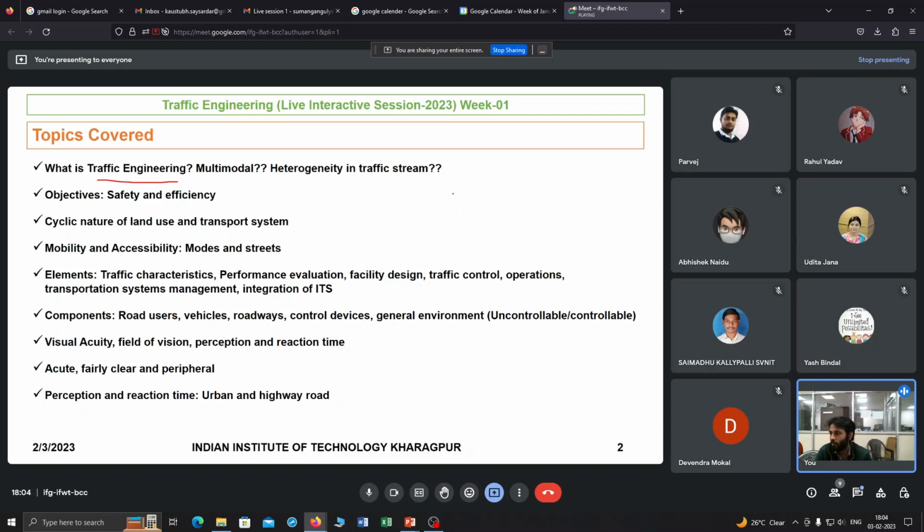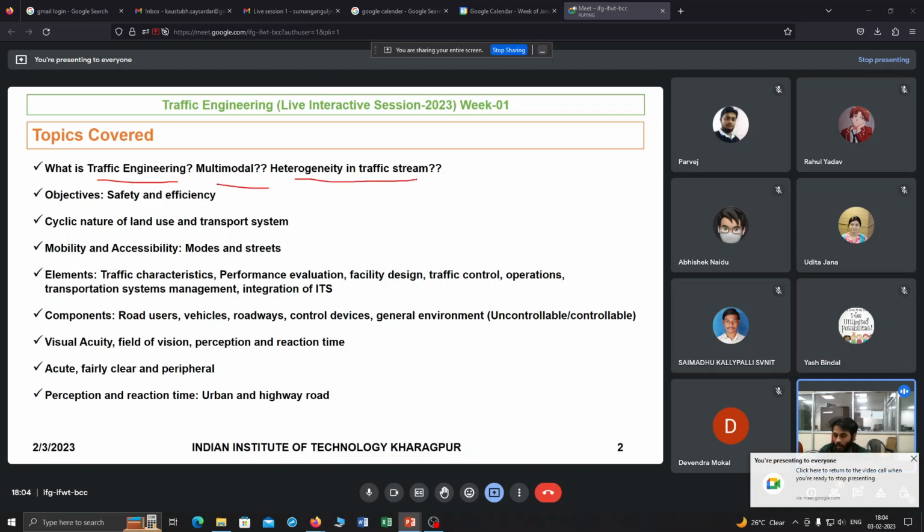Basically in traffic engineering, I have mentioned that there is a term called multimodal, and there is a term called heterogeneity in traffic stream. These are not new. This is already included in your PPTs as well. If someone wants to say why the multimodal term in traffic engineering, as you already know, traffic engineering talks about safe and efficient movement of people from one place to another place. That is what the principle of traffic engineering means.